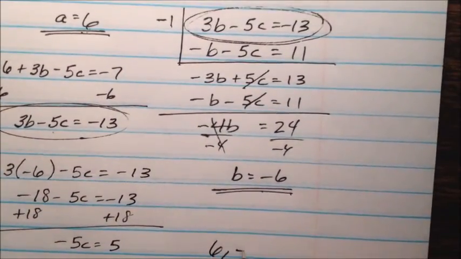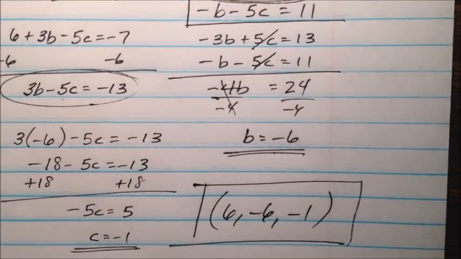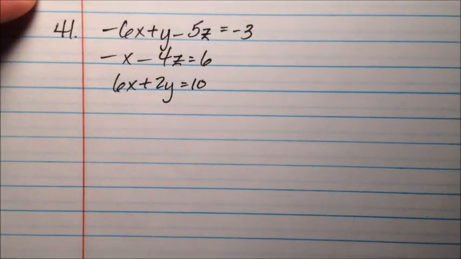So it should be 6, negative 6, negative 1. And that'll be my solution for number 40. Okay, for number 41, we're given a nice system here.